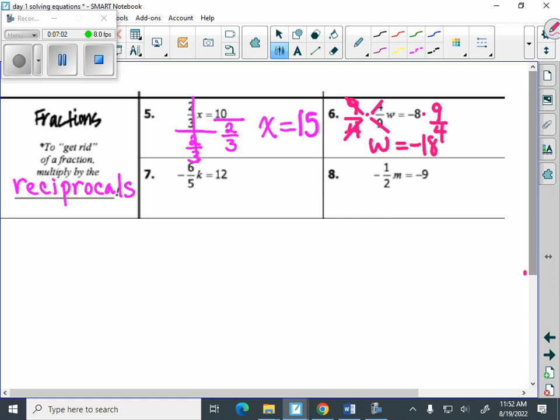So pick which method works best for you. Again, when we look at number 7, -6/5 times k, let's divide by -6/5. We're going to use the inverse operation. It's still one step. We're going to get k equals, and then we're going to go over to Desmos.